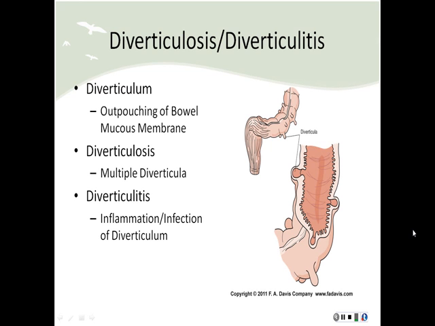So, diverticulosis and diverticulitis. A diverticulum is an outpouch of the bowel mucous membrane. It's caused by pressure within the colon and weakness of the bowel wall. Diverticulosis is when there are multiple diverticuli, but there is no evidence of any type of inflammation or infection. With diverticulitis, inflammation and infection develop within the diverticula when food or bacteria get trapped within these little outpouches.